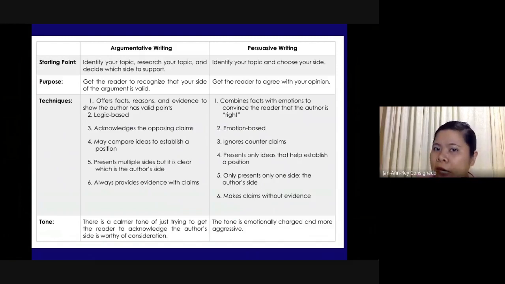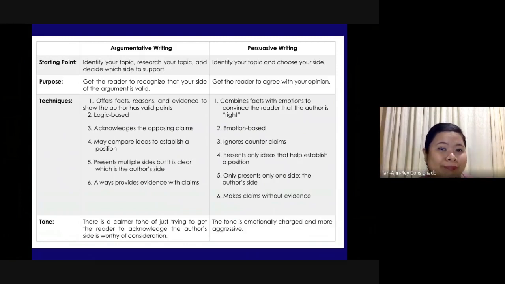How about persuasive writing? Number 1, it combines facts with emotions to convince the reader that the author is right. Number 2, emotion-based. Number 3, it ignores counterclaims. Number 4, it presents only ideas that help establish a position. Number 5, it presents only one side, the author's side. And last but definitely not the least, it makes claims without evidence.